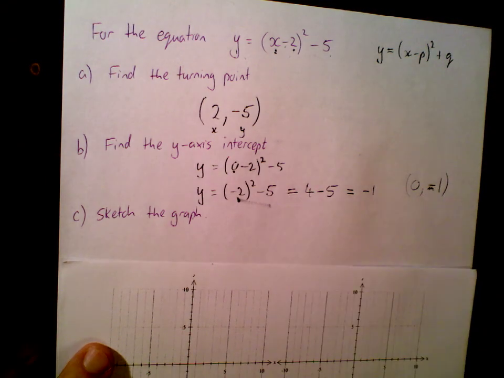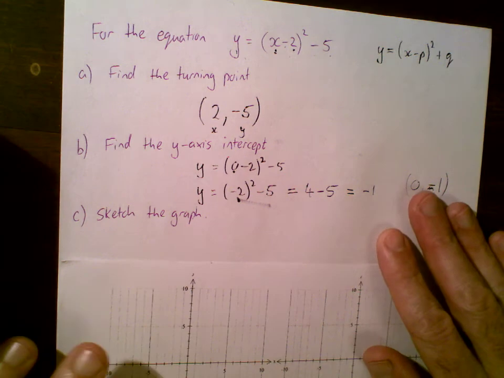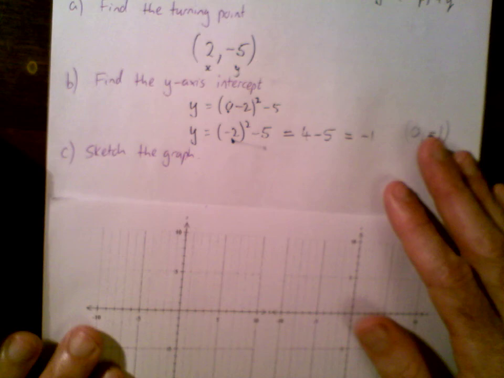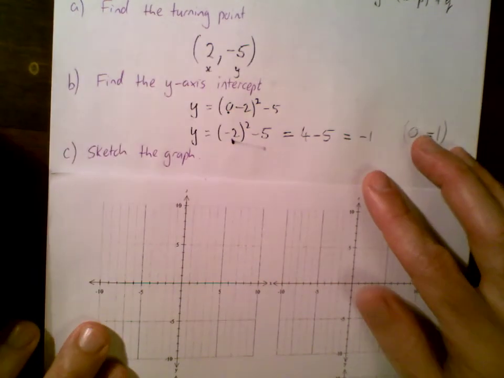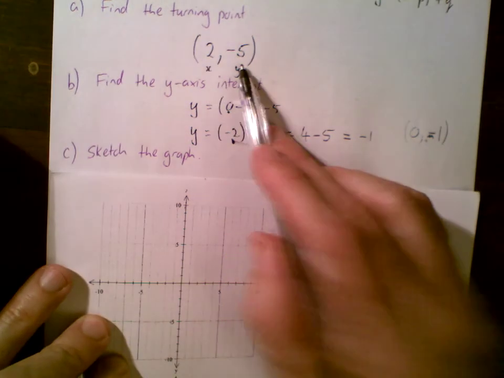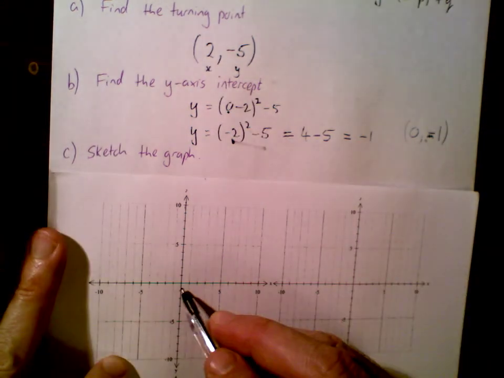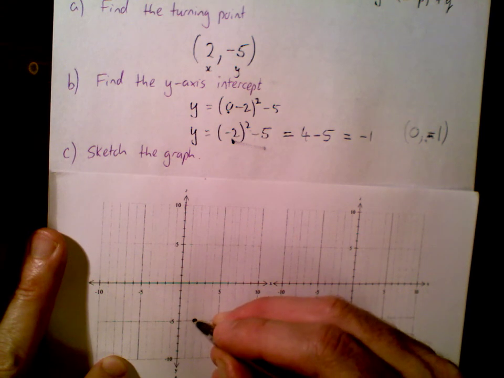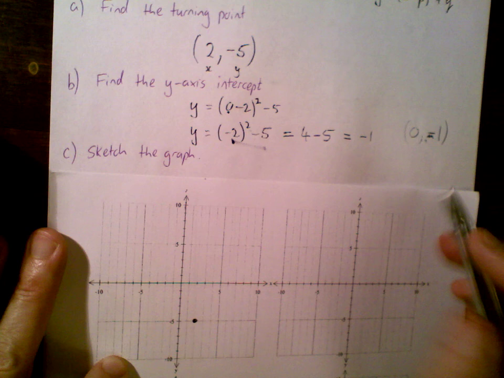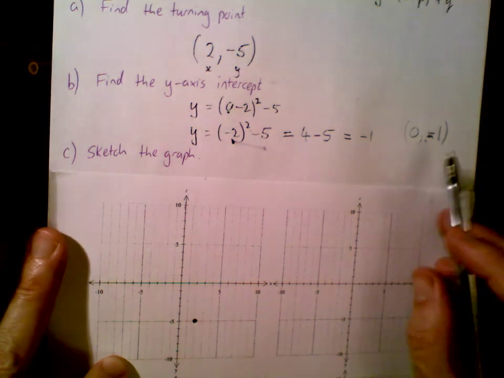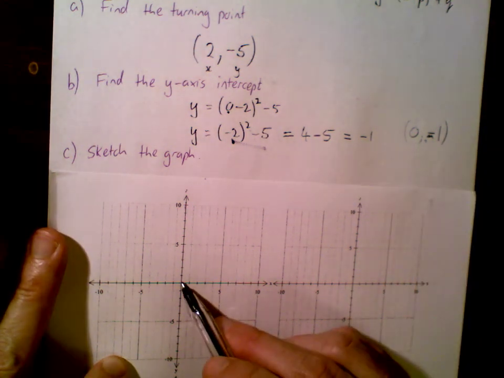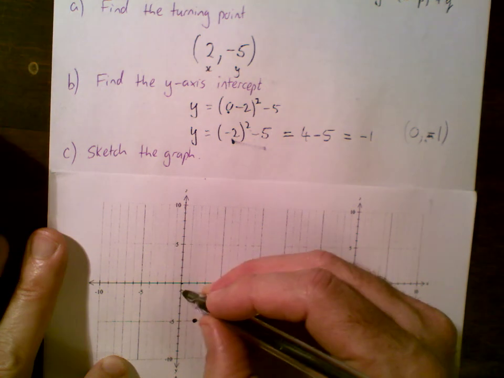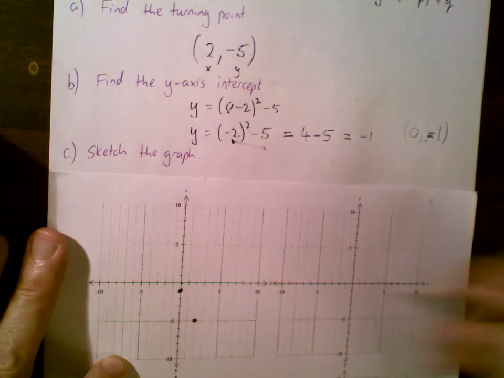So finally, now that we've got those 2 points, we can fairly easily sketch this graph. All we do is just plot the turning point, so (2, -5). If we go across to 2 on the x-axis, down to negative 5 on the y-axis, and put a point there, there's my turning point. My y-axis intercept is (0, -1). So that's 0 in the x direction, negative 1 in the y direction, so that goes about there.